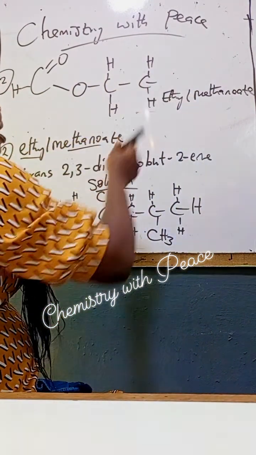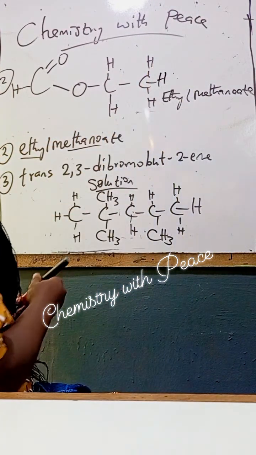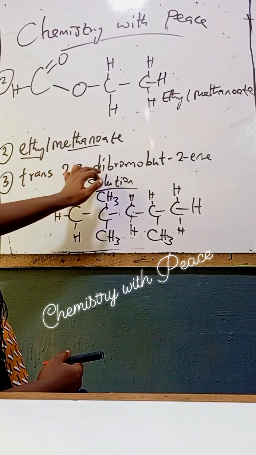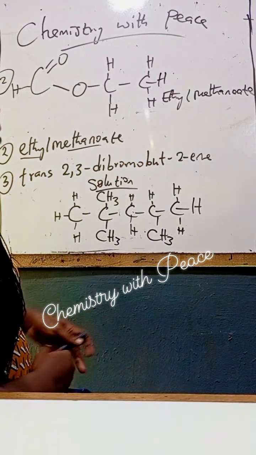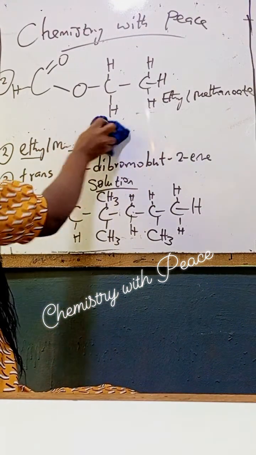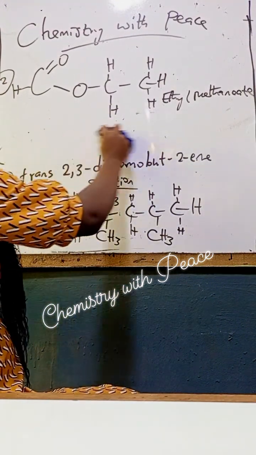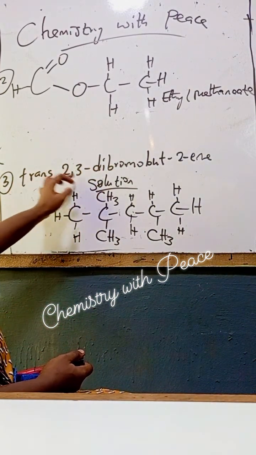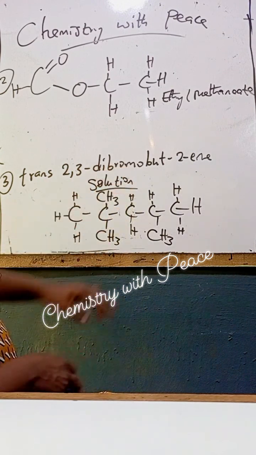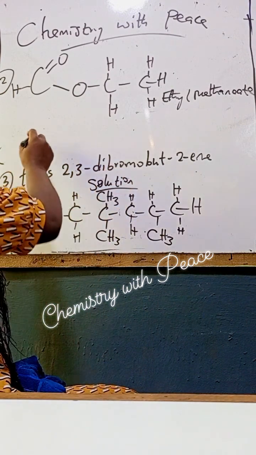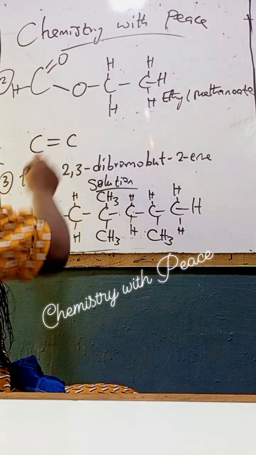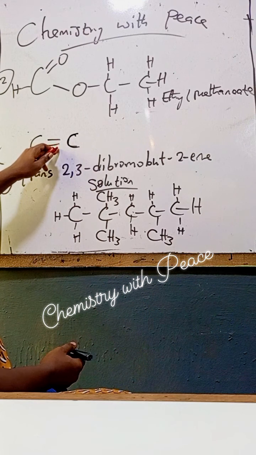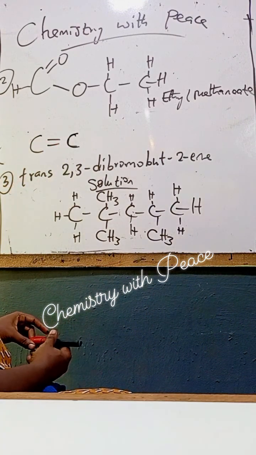Then we now go to the last question. The last question says trans-2,3-dibromobutene. This is talking about trans-2,3-dibromobutene. So first of all, we are going to have this double bond. Then in trans, this is a geometric isomer.